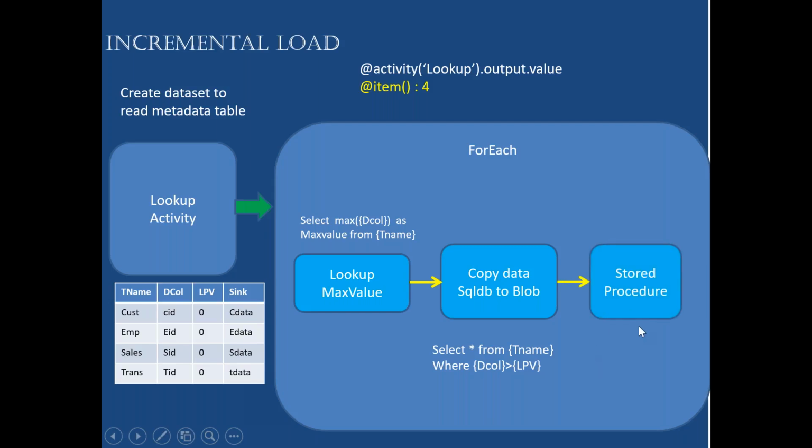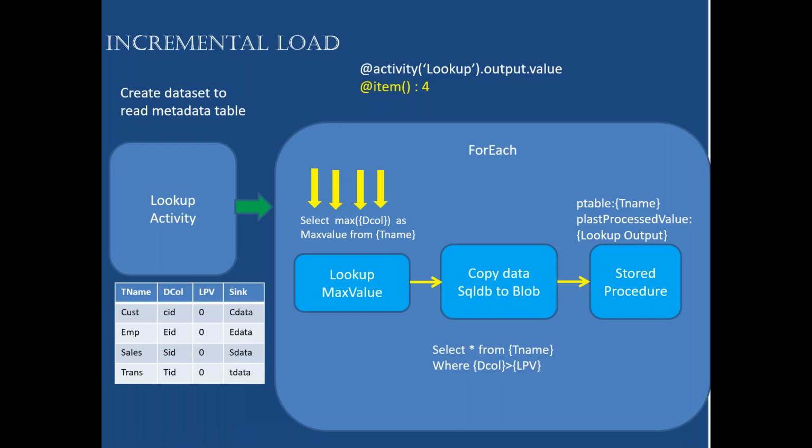Then finally we will call the stored procedure. Stored procedure will take 2 parameters, right? We just have created. What are those? Table name and the LPV value. So those 2 things I can pass. So this is how, one by one table, I can pass it and I can do the incremental.